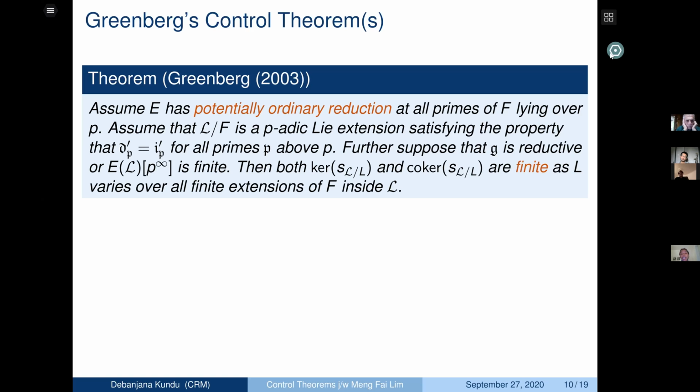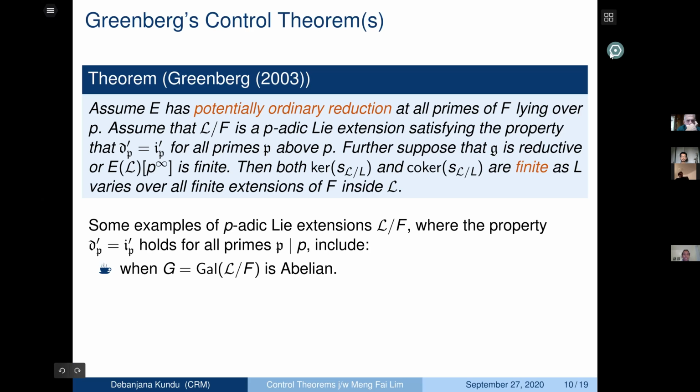And he again studied the kernel and the cokernel of the restriction map. He was able to show that in general the kernel and cokernel are finite. He was not able to prove boundedness. In fact, he showed that it is possible that as you vary over all finite extensions inside script L, the cokernel can be unbounded. The kernel and the cokernel can be unbounded.